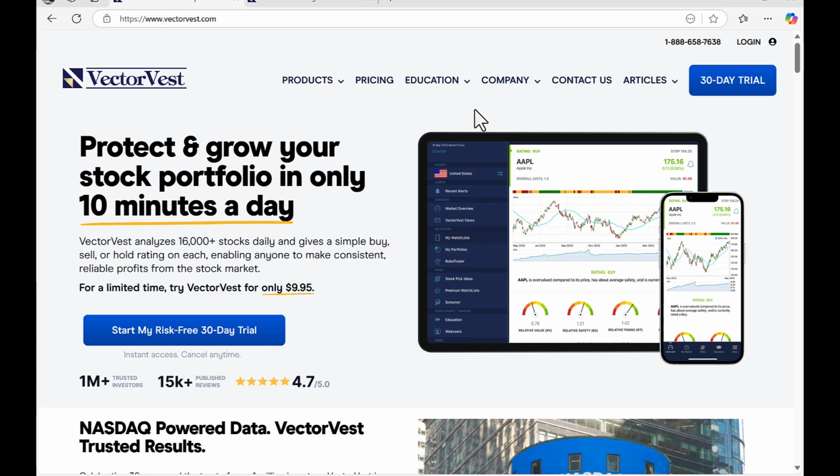This is a market analysis platform that uses a bunch of proprietary indicators to help you find the best stocks to buy right now. It can be really powerful for swing traders as well as some active investors and even day traders. So in this review, I'll dive into VectorVest, show you what this platform is all about and how I use the system, and help you decide if it's right for you. So let's dive in and take a look at VectorVest.